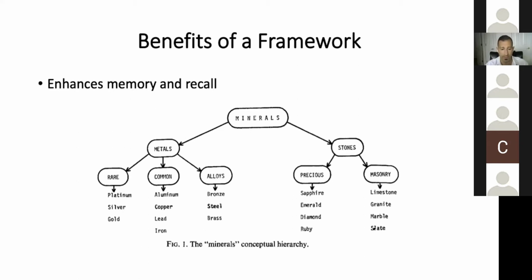They did studies in the 1950s and 60s where they gave one group of individuals a list of words that were linearly listed and at random, and asked them to memorize that list. They gave the same list of words to a different group. And instead of being a single list, those words were organized in some way. Like this is an example of a list of minerals that were organized into a framework.